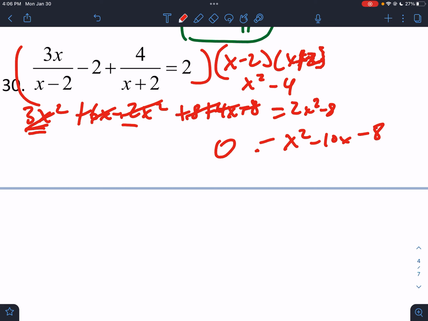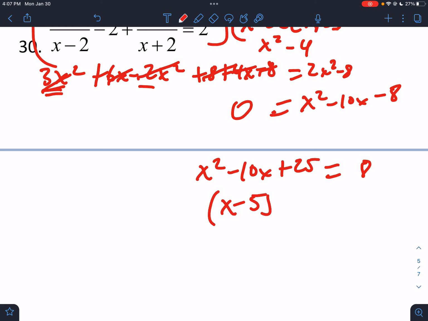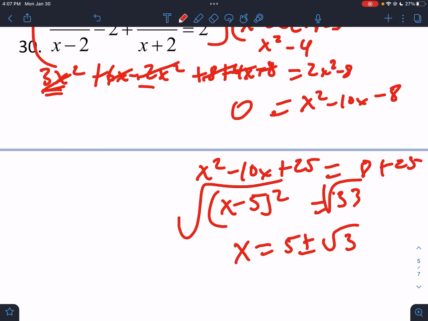So you could do quadratic formula here or completing the square. This one's set up real nice for completing the square. That's my preference. I can do that faster than quadratic formula. I don't know about you, but I can. So I would actually move the 8 back over. I would have x squared minus 10x equals 8. Add 25, that's x minus 5 squared. Add 25, that is 33. So x equals 5 plus or minus the square root of 33.